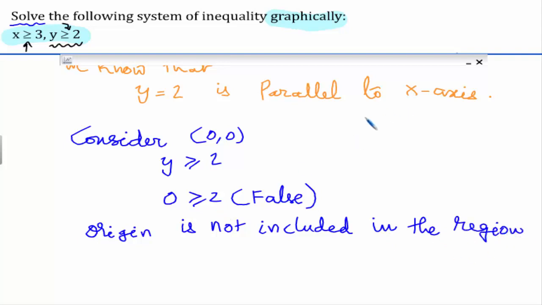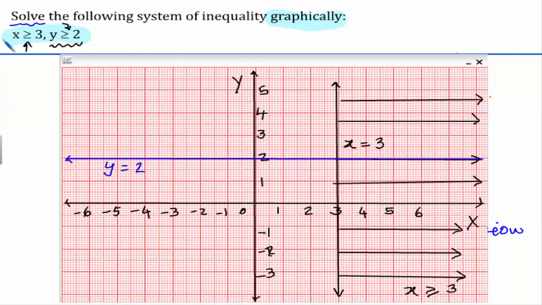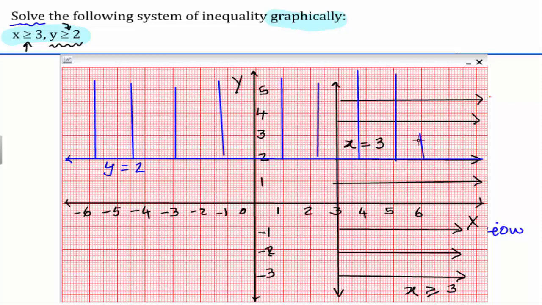And that means we have to draw the solution lines opposite to the origin. Like this. Now these are the solution region for y greater than or equal to 2.